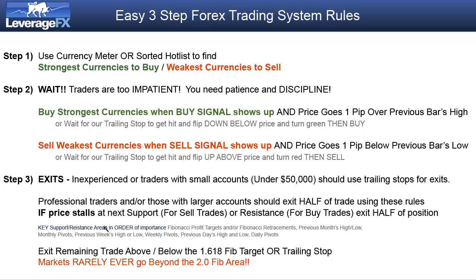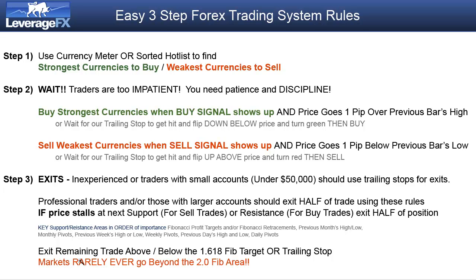So here are some areas of key support resistance, in order of what I think are most significant. You can pause the video and take a look at those, jot them down. I've gone over them in more detail in previous videos. And one other thing to realize is when you draw your fibs, the 1.618 fib target usually is the maximum profit you're going to get. So it might go 5, 10, 15, and sometimes even 20 or 30 pips above that. But at the first sign of it stalling, when it gets beyond that, get out.